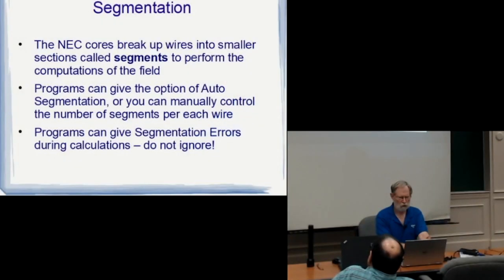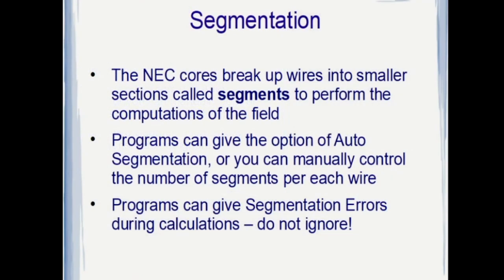So one thing that modeling does is it requires that your antennas be broken up into segments. And I had a question from Rich before this week about segmentation. So basically, the way the NEC core works is it breaks up wires into little tiny pieces. And if you have a very short dipole, it's easy to calculate the field of that dipole if you know the current in it, because the current in that short dipole is essentially the same over the whole length. The shorter you make it, the more similar the current is from one end to another.